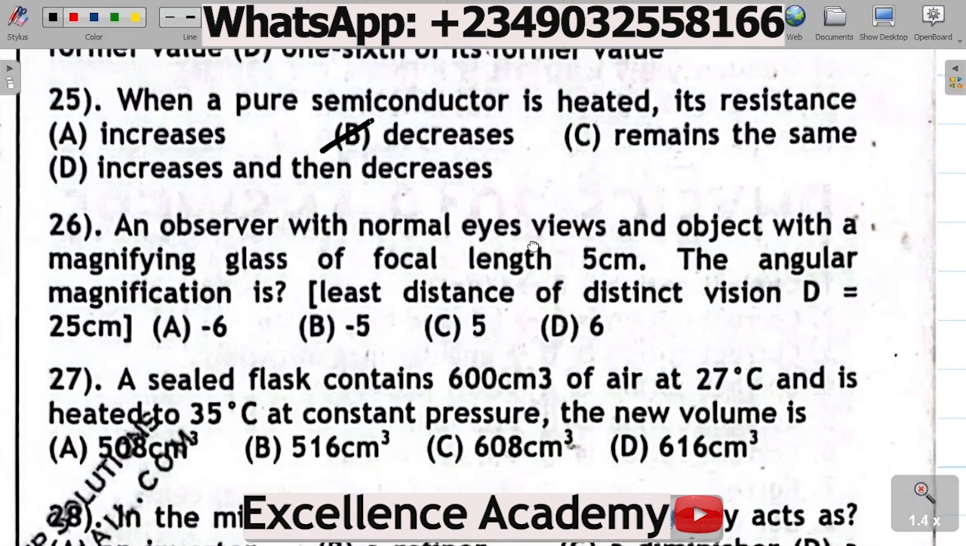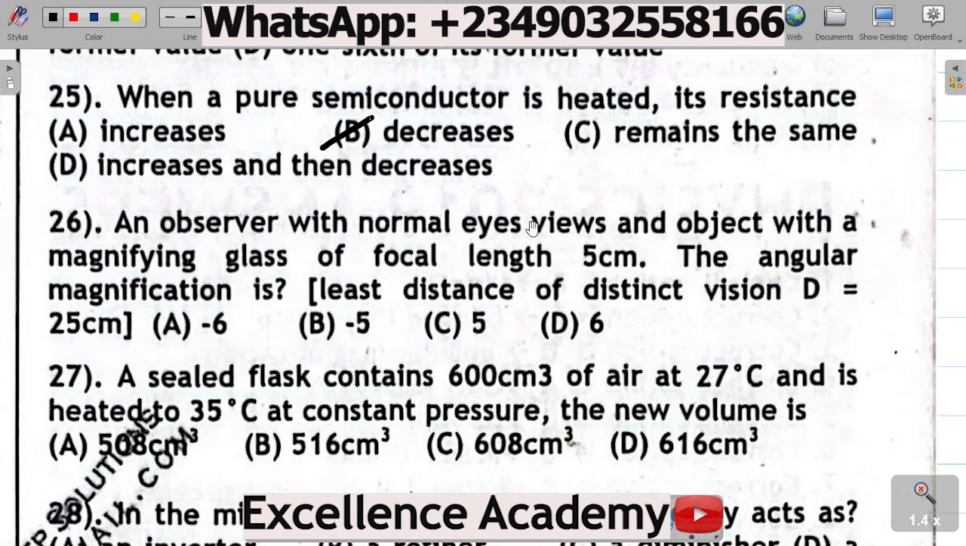That's the correct answer. Moving on, question number 26. For 26, the question says, an observer with normal eyes views the object with a magnifying glass of focal length 5 cm. The angular magnification is, you're asked to take the least distance of distinct vision D as equal to 25 cm. A says -6, B -5, C 5, D 6.